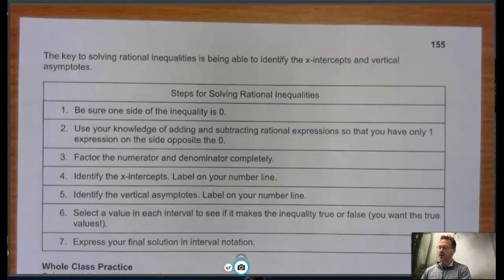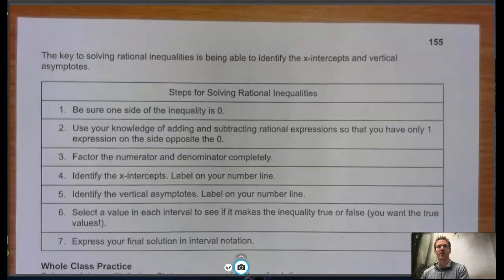Now, once again, we have to factor the numerator and the denominator completely, because that's how we know where we have our vertical asymptotes and our x-intercepts. We want to identify those x-intercepts, and we're going to label them on our number line. We're going to identify our vertical asymptotes, and we're going to label them on our number line. And we are really going to label them, because that's going to tell us whether we can include or not include some of those values.